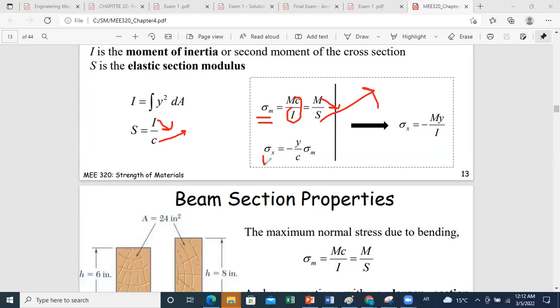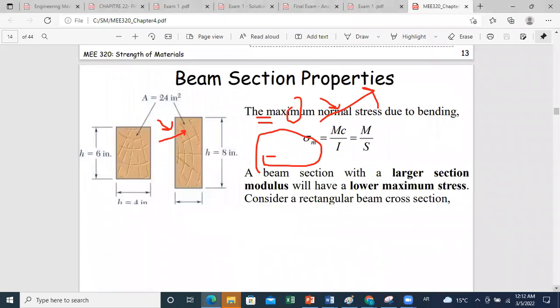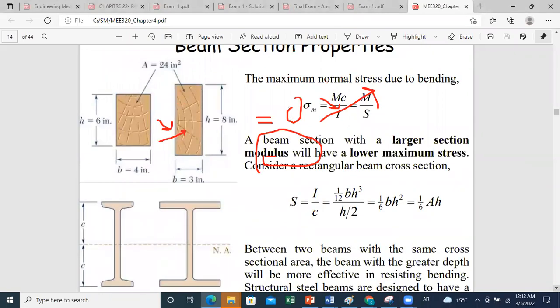Now, sigma x at any location can be computed as a function of sigma m. We have that sigma x varies in a linear way with respect to y and is given by minus y over c sigma m. Now we can apply this result, for example, on the following case.